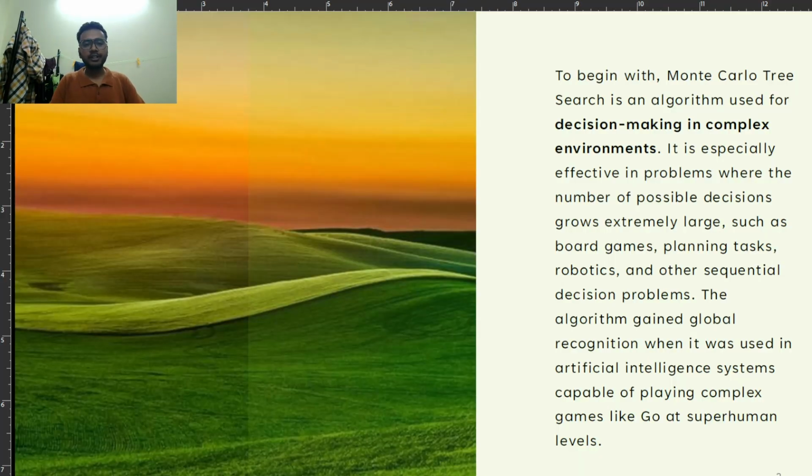Monte Carlo tree search is an algorithm used for decision making in complex environments. In today's day-to-day life, we face challenges where we have to take a very large number of decisions. To reduce the complexity of such problems, we have come towards a solution, Monte Carlo. The algorithm gained global recognition when an artificial system capable of playing complex games like Go at superhuman levels was built.